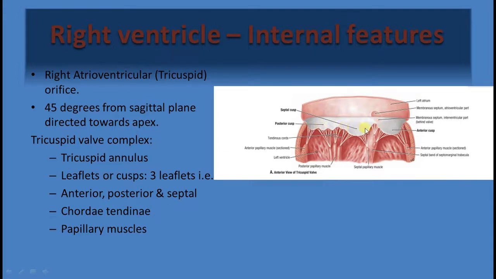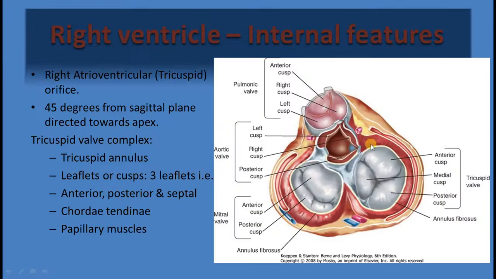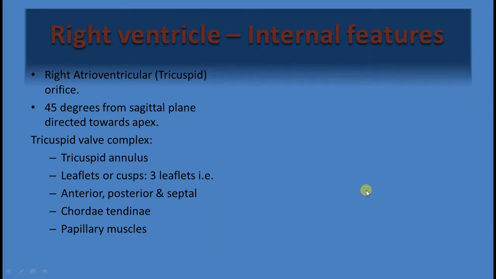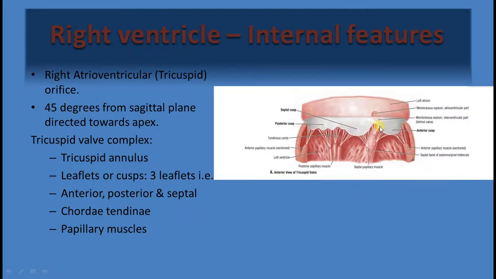There are 3 leaflets: anterior, posterior and septal. The septal leaflet is the smallest of the 3, and these leaflets are separated by commissures or indentations.